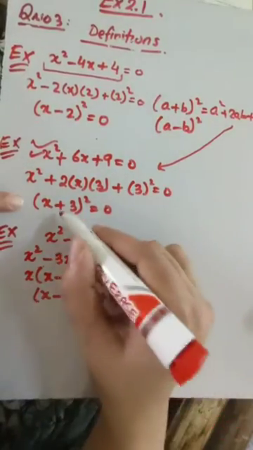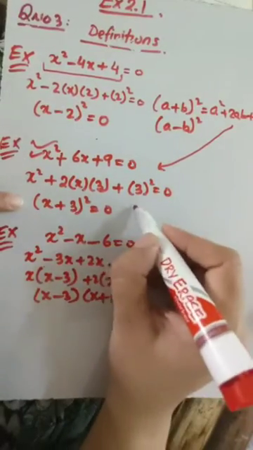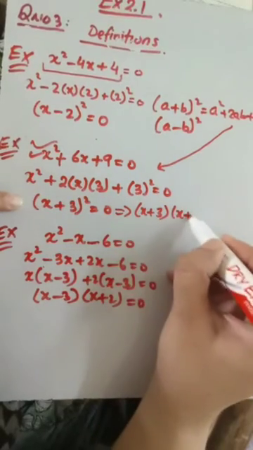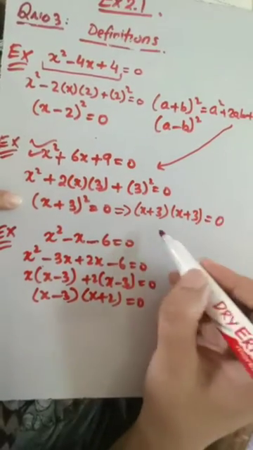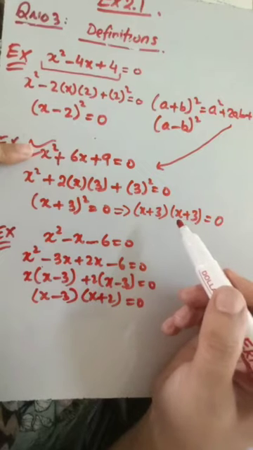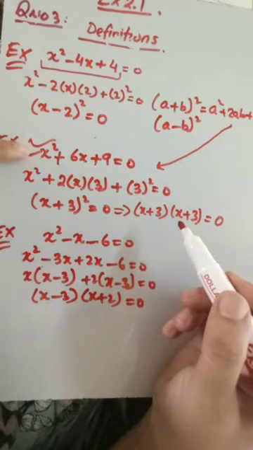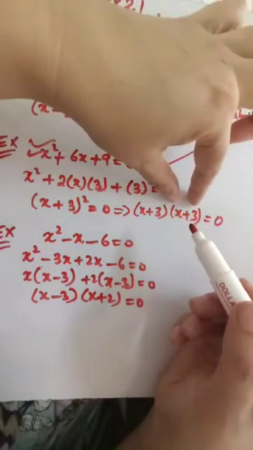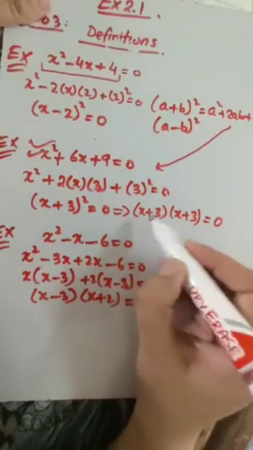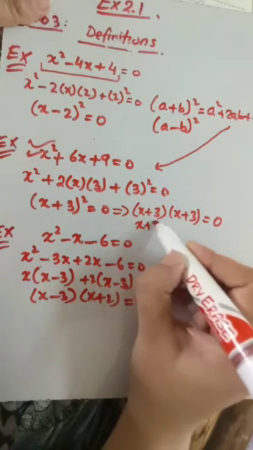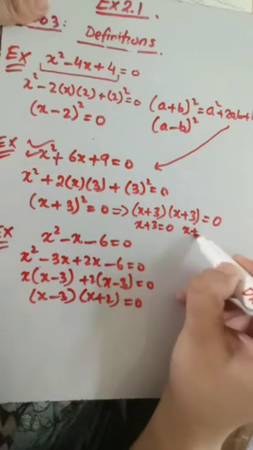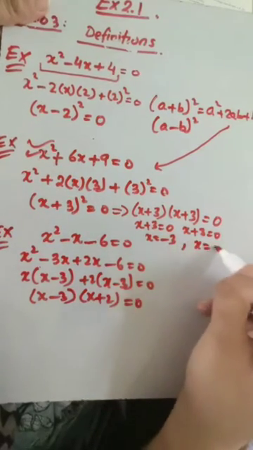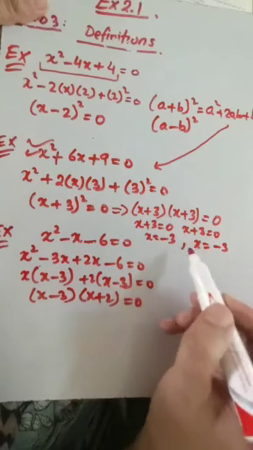While in this case, if I write x plus 3 whole square, it can be written as x plus 3 into x plus 3 is equal to 0. And if I want to solve this equation by using factorization, first I'm going to do the factorization as I did here. We are going to get two same factors. After that, if I apply the factorization method, the solutions are x plus 3 is equal to 0 and x plus 3 is equal to 0, the same factor. So x will be negative 3 over here as well as over here. It means in this case we are having two equal roots.